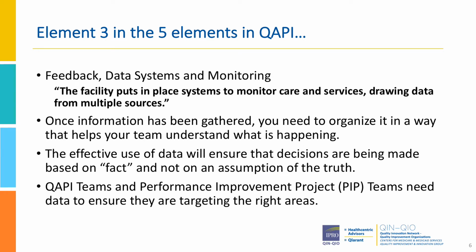Now, just for quick review, within the 5 elements of QAPI, Element 3 speaks to feedback, data systems, and monitoring. The key points within this element talk about having a system in place to monitor care and services. Once collected, you need to organize that data in a way that is understandable to your team. It mentions an effective use of clear data that is factual and not based on assumptions, and making sure that factual data is readily available to ensure that your performance improvement project teams are targeting the right areas and have the ability to monitor that progress.